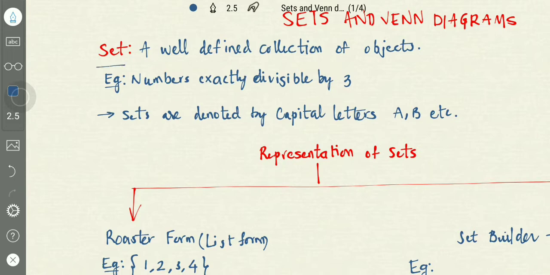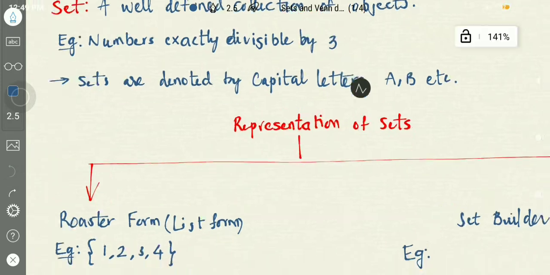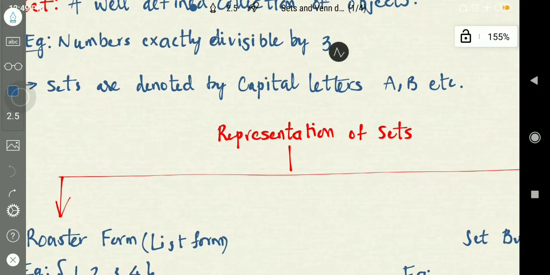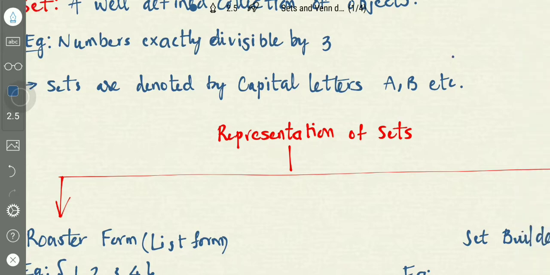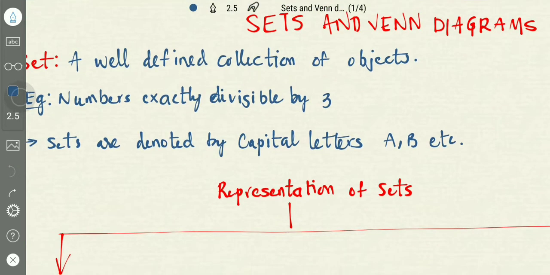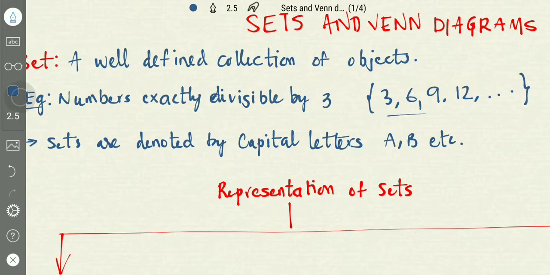A set is a well-defined collection of objects. For example, there is a rule like this: numbers exactly divisible by 3. If we write all the elements satisfying this rule, then we call it a set. Set of numbers which are divisible by 3 is 3, 6, 9, 12, and so on. So these are the numbers which are exactly divisible by number 3. This is a representation of set.